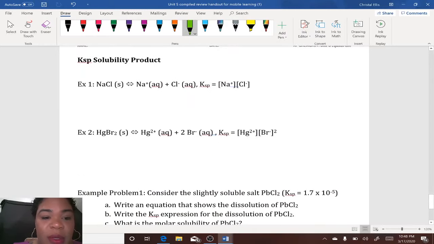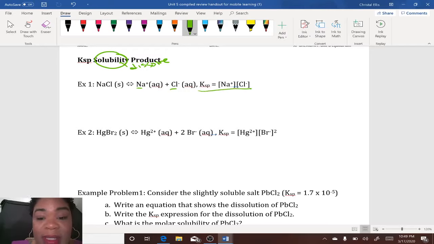And then the last topic, we're talking about Ksp here. And Ksp means solubility. Something that's soluble means that it will dissolve in water. So let's look at NaCl. NaCl is a solid. What we do know is that when ionic substances go into solution, they will dissociate into ions. Here is the equilibrium expression for the dissociation of NaCl. Notice that anything that has to do with K, whether it's Keq, Kc, Kp, or Ksp, which is solubility product, it's still products over reactants.